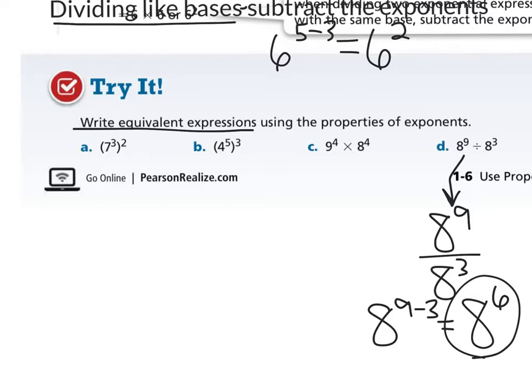We go back over to part A then. We've got 7 cubed to the 2nd power. Remember, if you are taking something to the 2nd power or squaring it, you're taking it times itself. So best way to do this, probably so we don't get confused, would be to say it's 7 to the 3rd power times 7 to the 3rd power. And then we can use our rule, multiplying like bases.